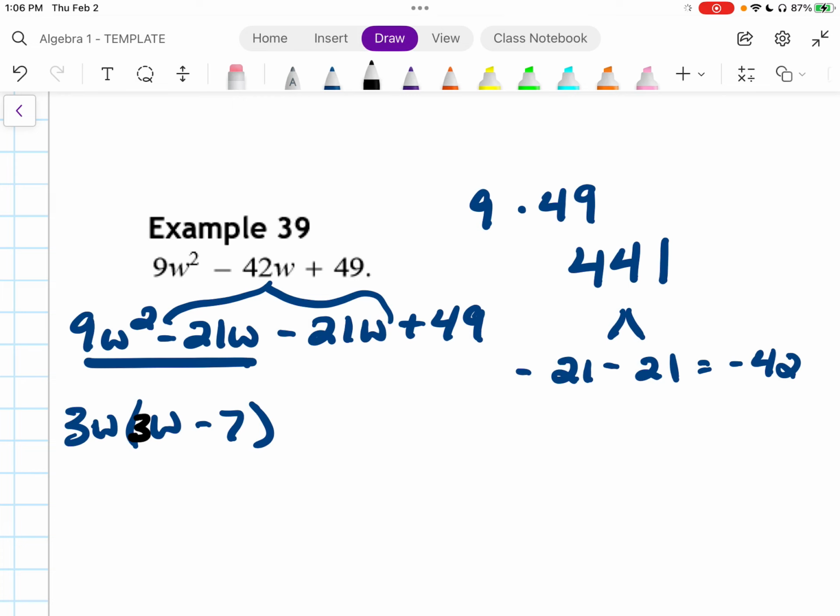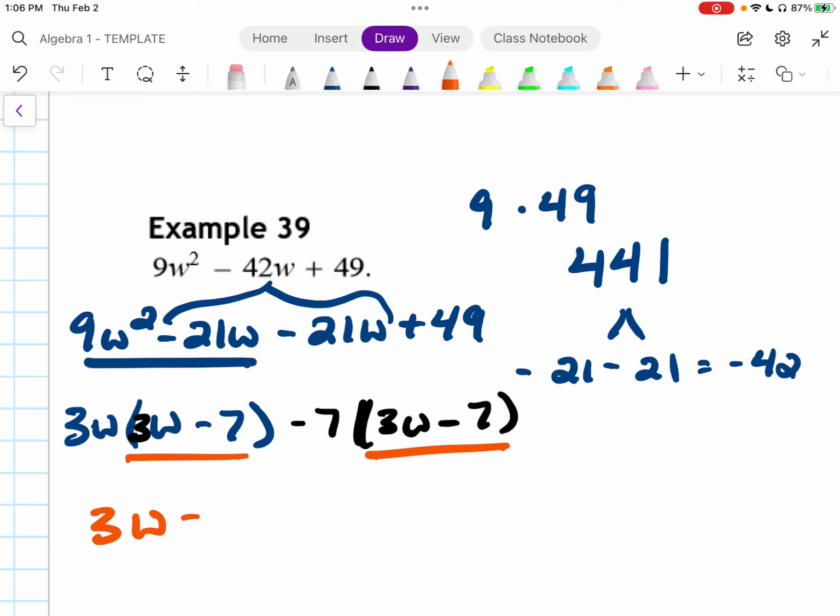Pull out a 7, right? Yeah, 7. And I'm going to make it a negative 7 because that gives me positive 3w minus 7. There we go. Now these guys are the exact same thing, so they can come out front, 3w minus 7. And then our leftovers are 3w minus 7.